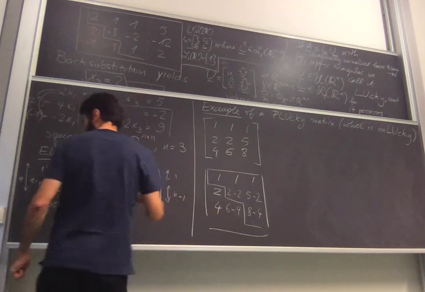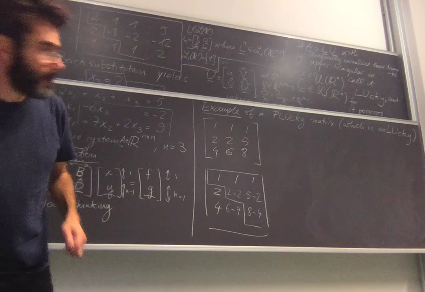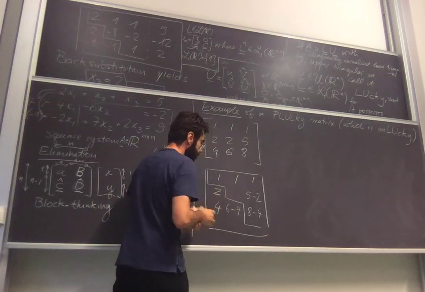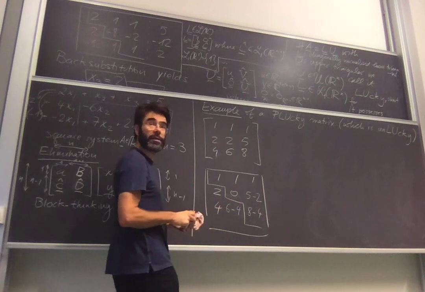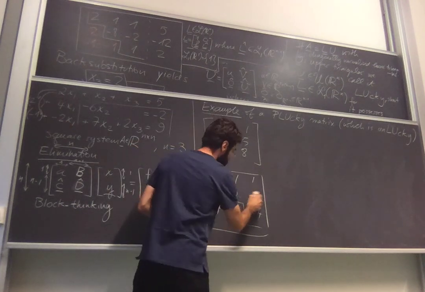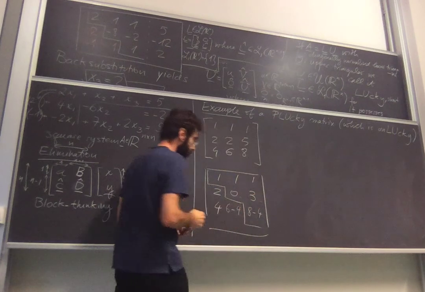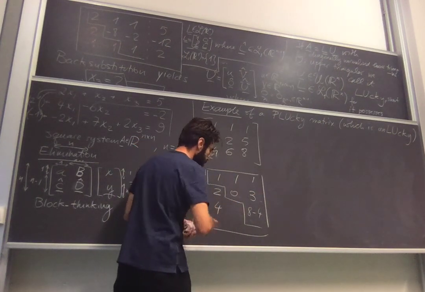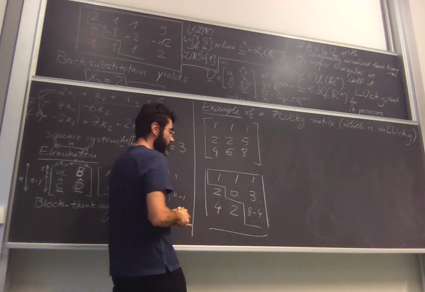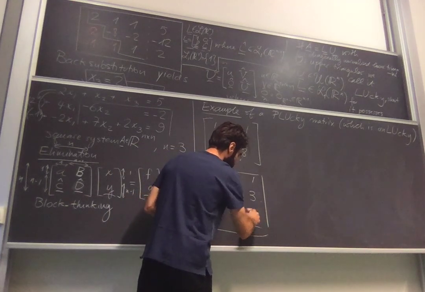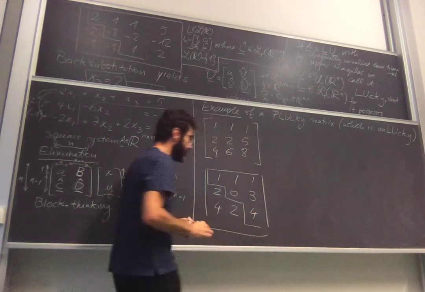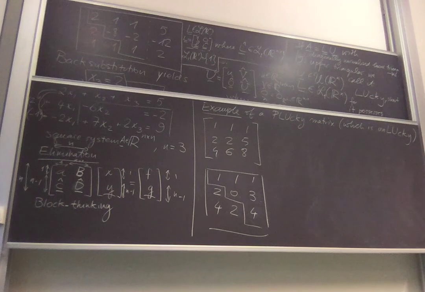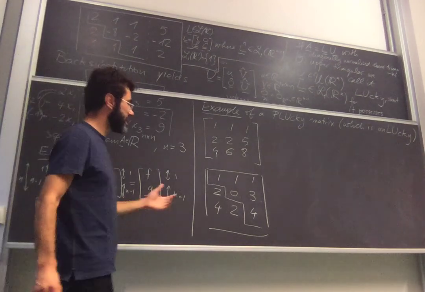2 minus 2 is 0. 5 minus 2 is 3. 6 minus 4 is 2. And 8 minus 4 is 4. Now I'm in trouble, because this is the new system.